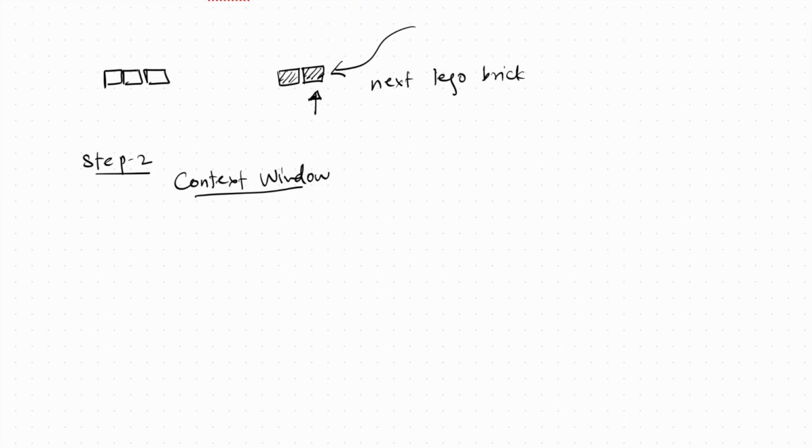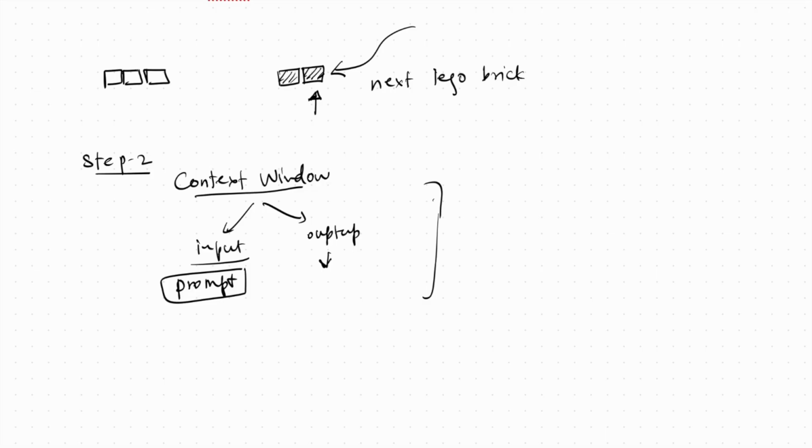Context window is for two things: one is input and another one is output. Input context window depends on your prompt, and output depends on how big an answer you want. So context window is kind of a short term memory for AI. You need to remember this, it is a short term memory.